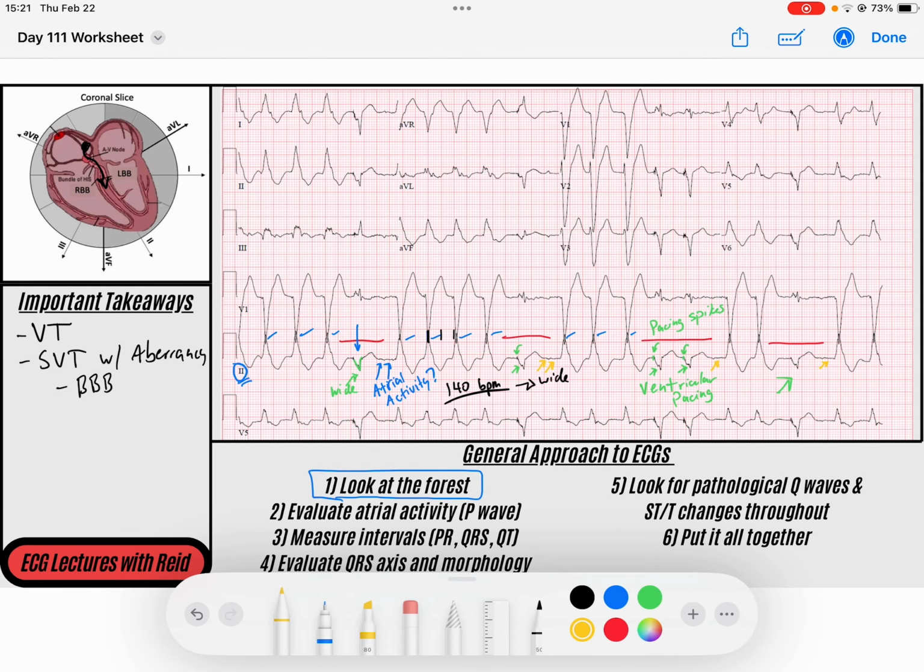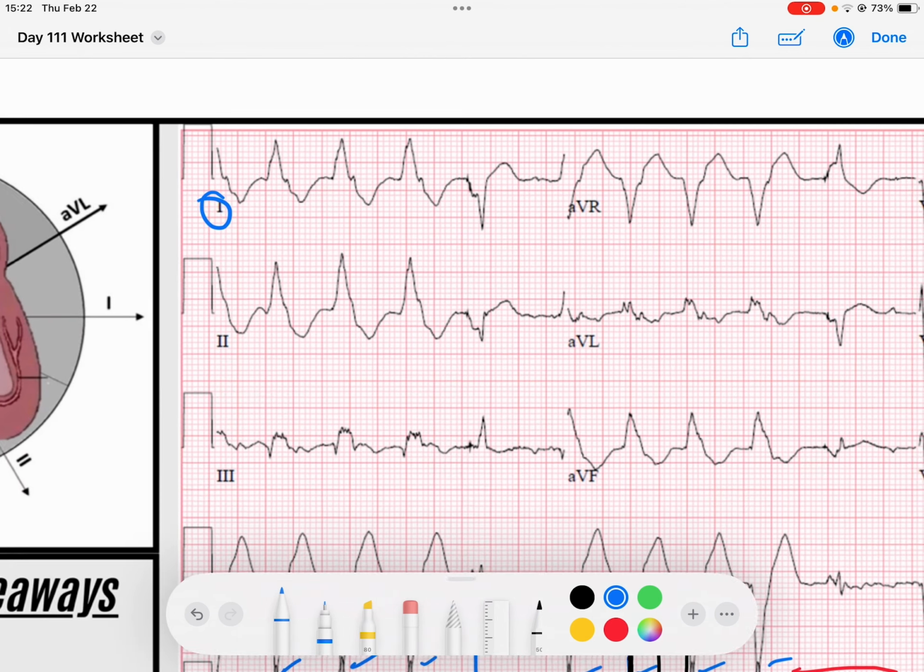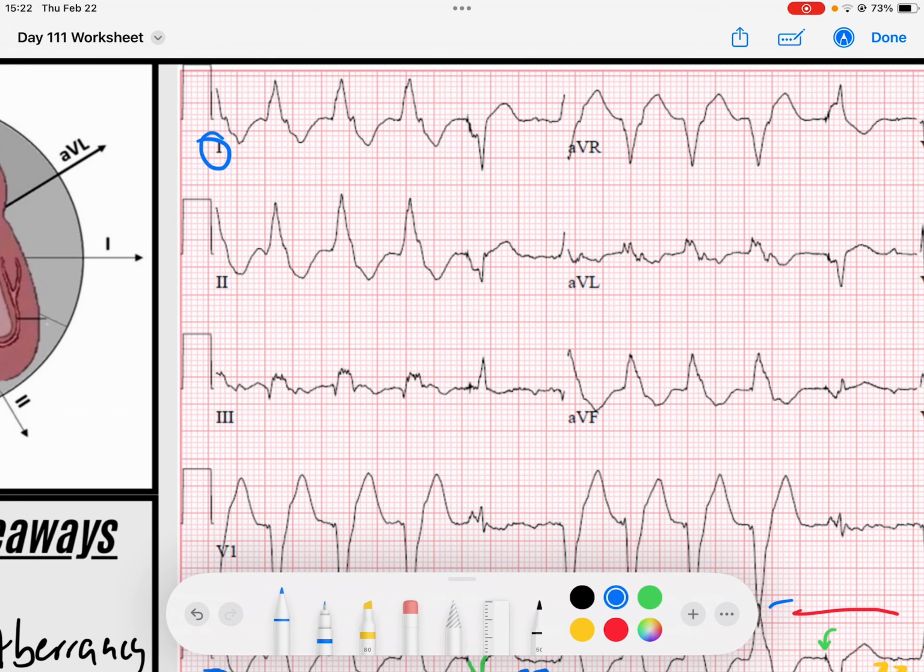In fact, if you look up here in lead 1, you can see that at the end of our QRS, we actually have this little spike, this little bump right there. See that little bump at the end of our QRSs that's on the ST segment? We think of atrial P waves to be a little bit more sharp. That's a P wave. Not only is it a P wave, but it's a retrograde P wave.